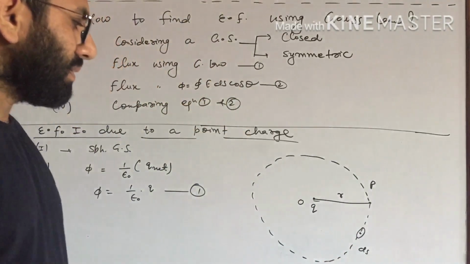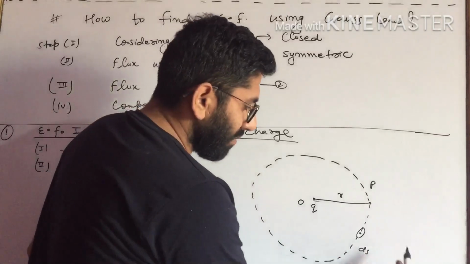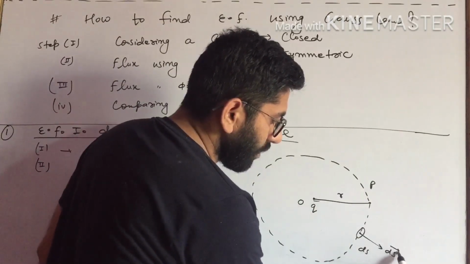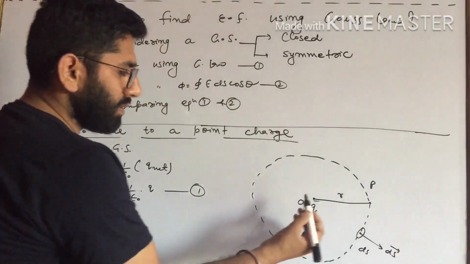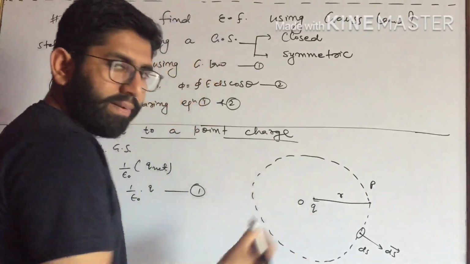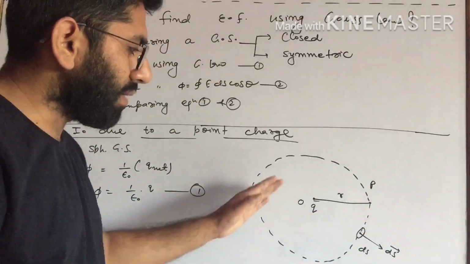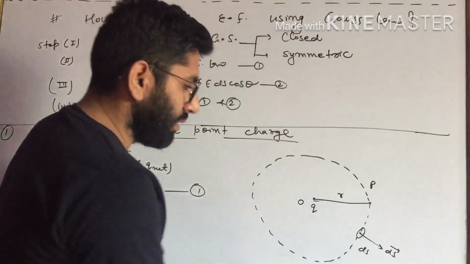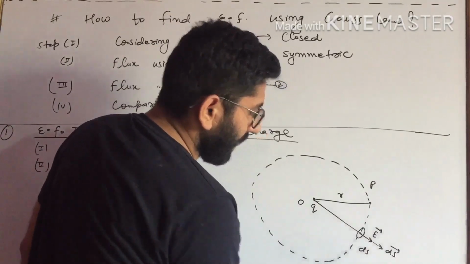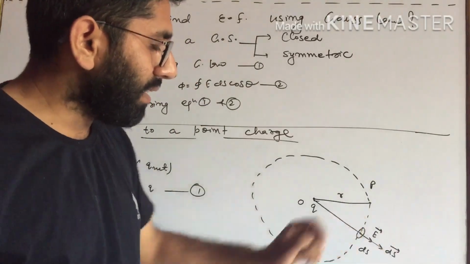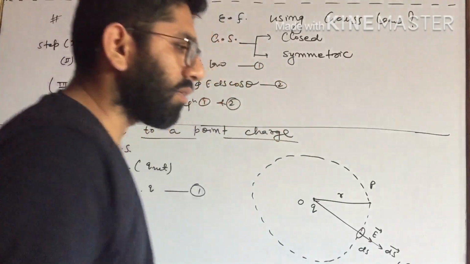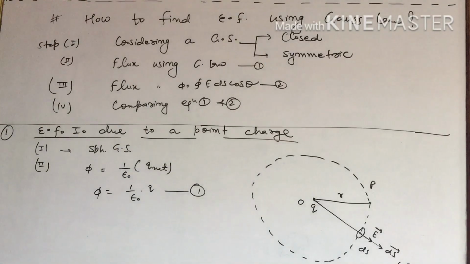So what about its direction? The direction of the element will be along the area vector. The area vector will be normally outward, so this is the direction of dS. And because I am assuming this charge to be positive, the electric field due to this charge will be radially outward. So this is the direction of the electric field as well. So what is the angle between the electric field and the area vector in this case? Theta will be 0 degrees only.